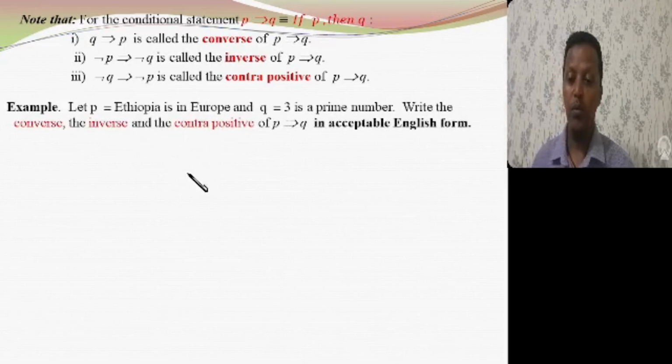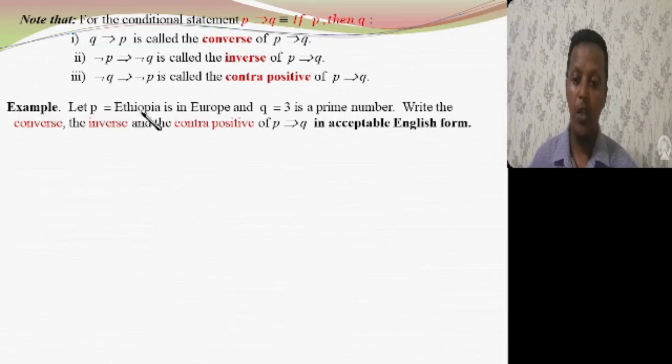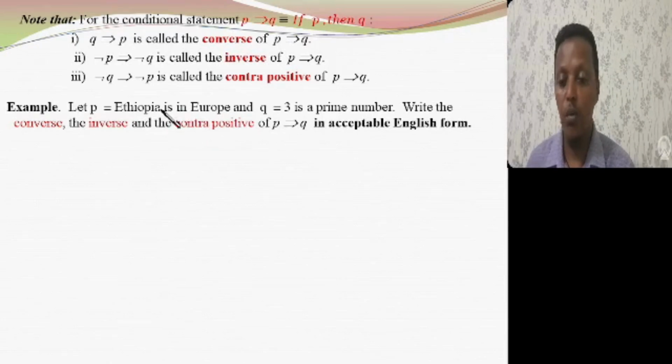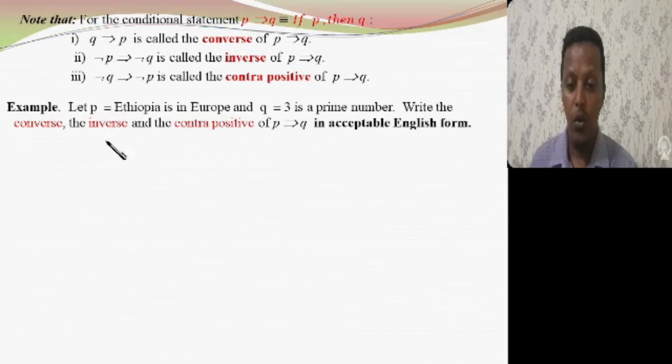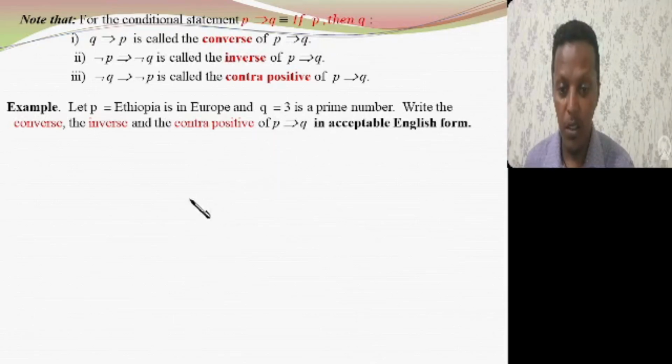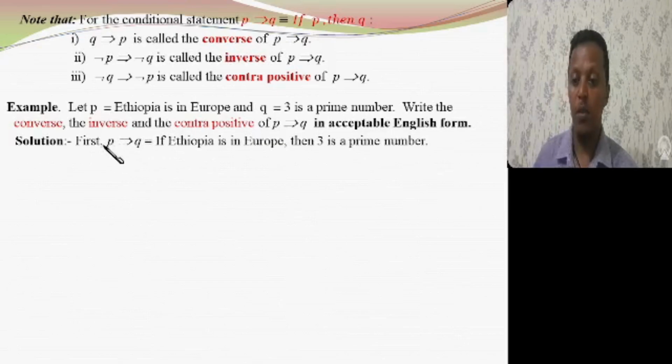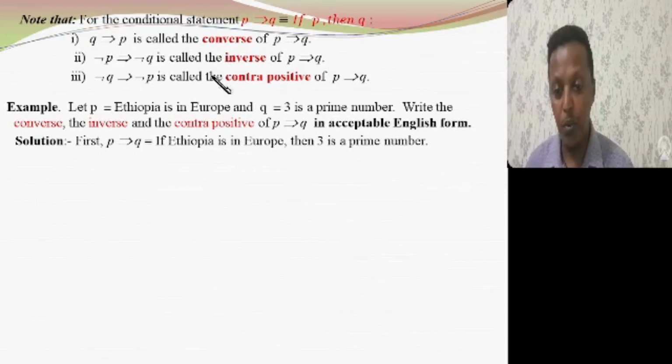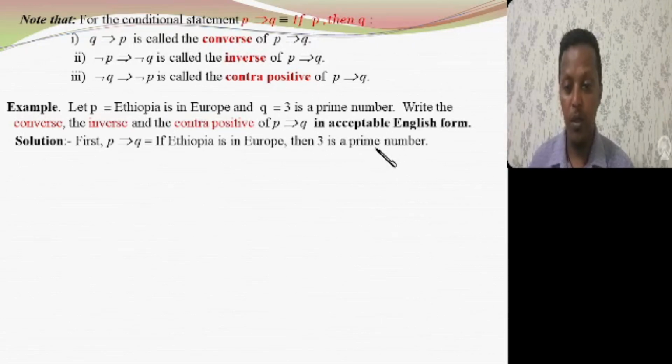So let's take an example. Let P stand for the proposition Ethiopia is in Europe, and Q stand for the proposition 3 is a prime number. Write the converse, inverse, and contrapositive of P implies Q in acceptable English form. So first, let's write P implies Q in terms of a verbal statement. P implies Q means if P, then Q. If P means if Ethiopia is in Europe, then Q, 3 is a prime number.